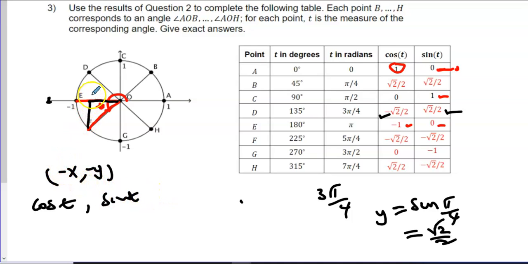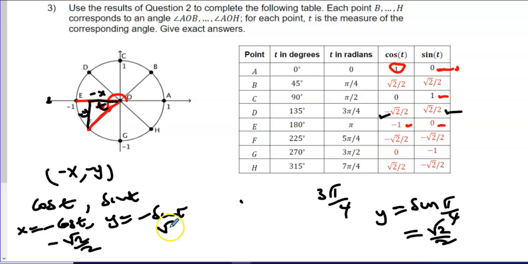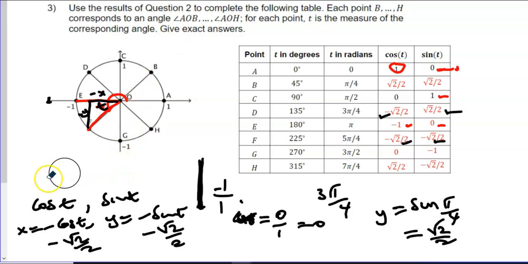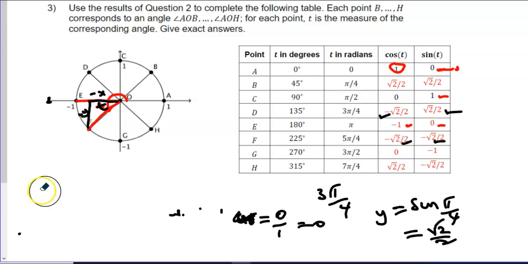So if the coordinates are minus X and minus Y, the angle here is going to be 45 degrees. Then our X is going to be minus cos T, and our Y is equal to minus sin T. Now cos 45 is equal to square root of 2 over 2, so minus that is minus square root of 2 over 2. Sin 45 is square root of 2 over 2, so minus that is minus square root of 2 over 2. And that is what we have here and there. Now let me clean up a little and continue to G.